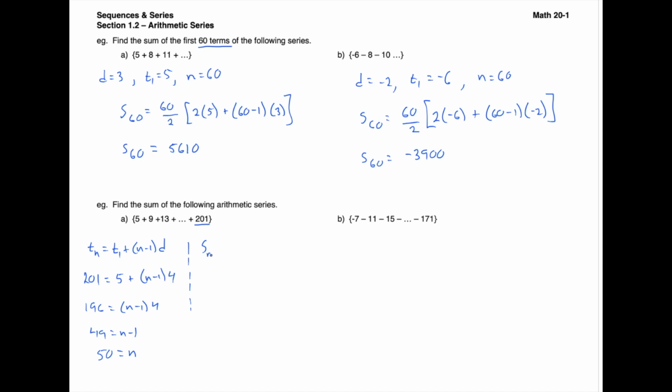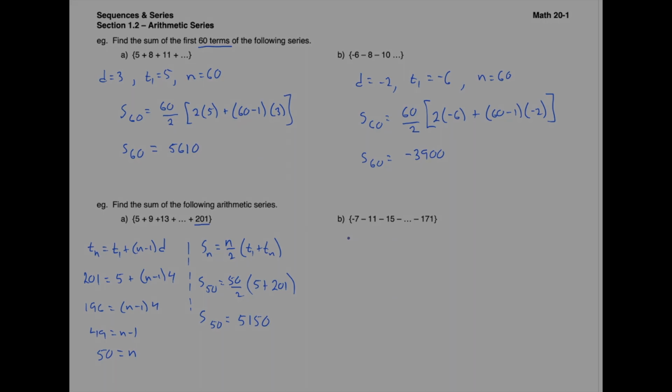To find my sum then, we could use either one because we know enough information for both, but the n over 2 times the t1 plus tn is going to be my shorter solution, so I'll use that. So we're looking for S50. That'll give me 50 over 2, and then I'm multiplying that by the first term, which is 5, plus the last term, which is that 201, or the 50th term, which is what I'm looking for here. So S50 then is just going to be equal to 5,150. So I'll just pause the video again for a moment, give part B a try, and then come back and see how you did.